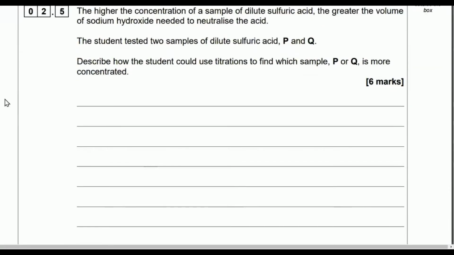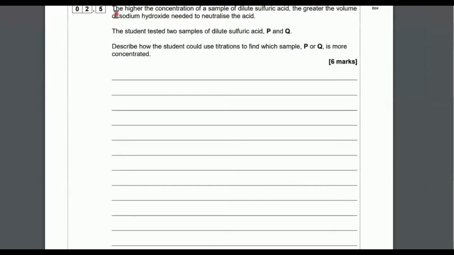Right, let's have a little look here at 2.5. The higher the concentration of the sample of dilute sulfuric acid, the greater the volume of sodium hydroxide needed to neutralize the acid. The student tested 2 samples of dilute sulfuric acid, P and Q. Describe how the student could use titrations to find which sample, P or Q, is more concentrated. You should pause the video now and have a go at this on some rough paper, then unpause and watch the walkthrough. Okay, let's go through.